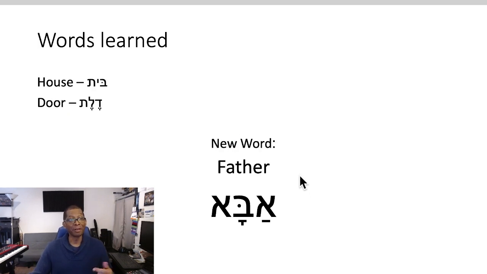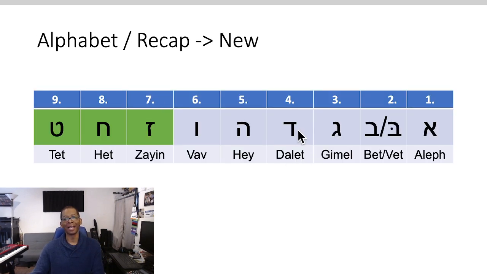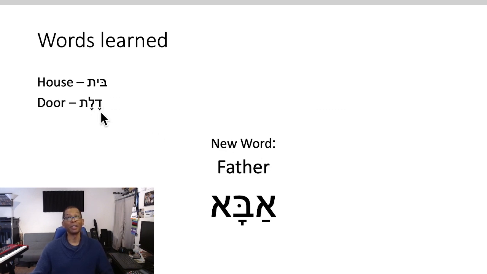And the words we've learned thus far are bet, which means house, and delet, which means door. Delet is spelled just like dalet, D-L-T, but instead of the ah sound, which we have in dalet, it's going to be the eh sound, so delet, and delet means door.